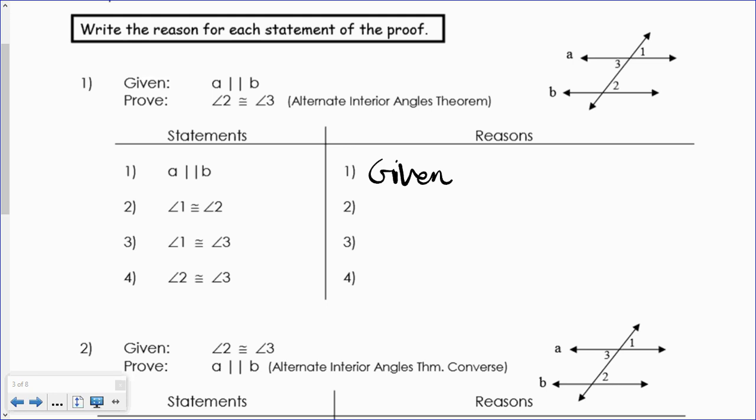So the next thing up is that angle 1 is congruent to angle 2. Can anybody tell me why angle 1 is congruent to angle 2? What kind of angles are 1 and 2? They're corresponding. So the reason why we know they're congruent is because corresponding angles are congruent. That's why we know that angle 1 and angle 2 are congruent. We've learned that already. If they're corresponding, they better be congruent. It's called a postulate.